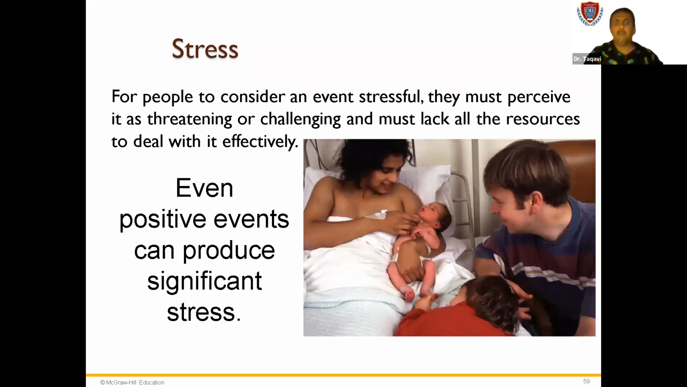You see, even positive events, for example having a new baby, can produce significant, meaningful stress for people. To consider an event stressful, they must perceive it as threatening or challenging and must lack the resources to deal with it effectively. If you don't perceive something as threatening, even if other people say yes, it is threatening or challenging, you should think, no, it's good. Yes, life is difficult, I know it. It is not challenging for me. It is not threatening for me.